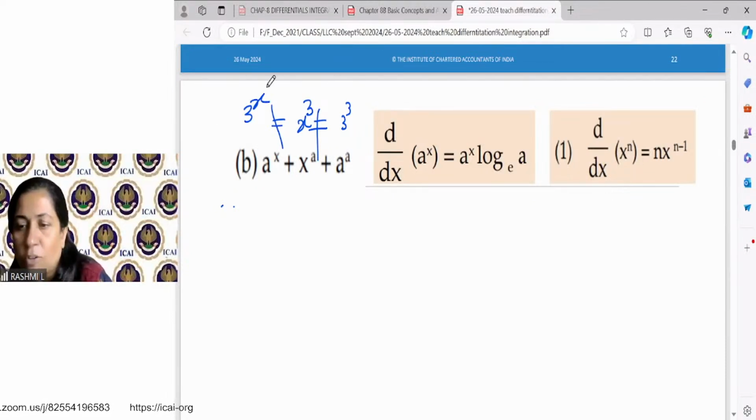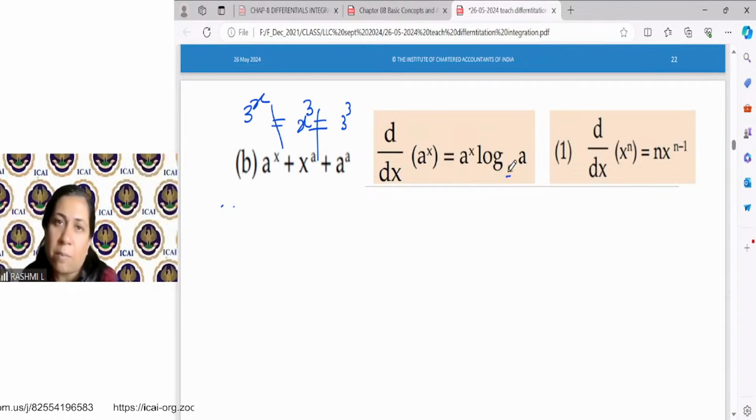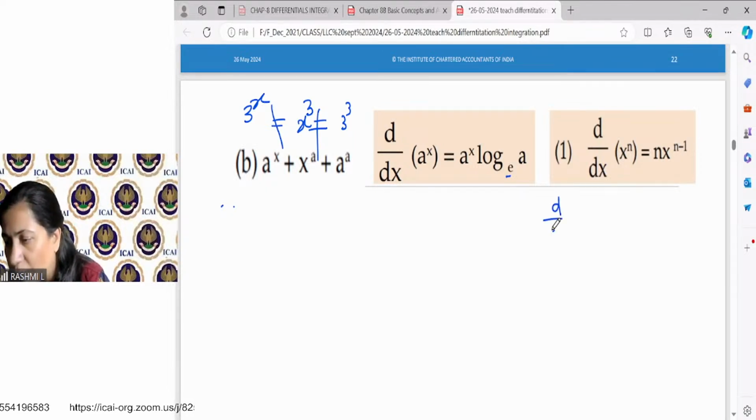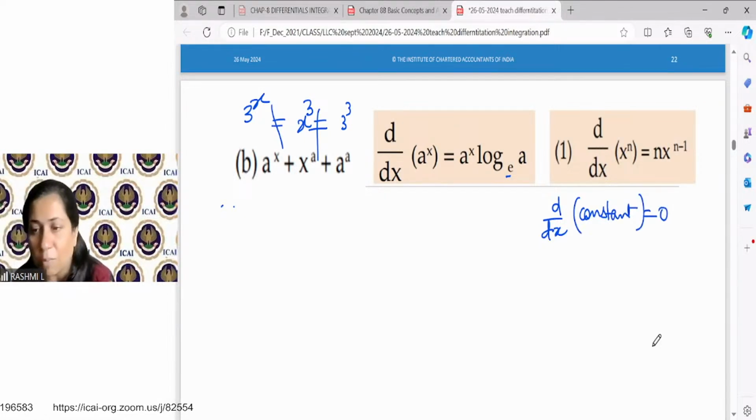What is the formula? 3 raised to x. So d/dx of a raised to x is a raised to x log a to the base e. Always remember, you may even get a question where they write down the log with a different base. And the other formula I'm using is d/dx of x raised to n is n x raised to n minus 1. Also remember d/dx of a constant is always equal to 0. Okay, these are the three formulas I'm applying.